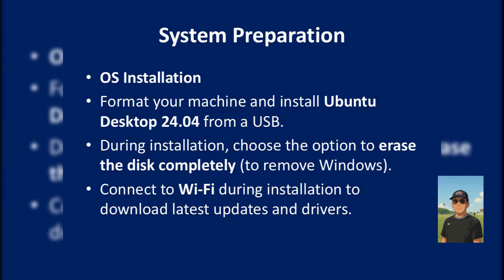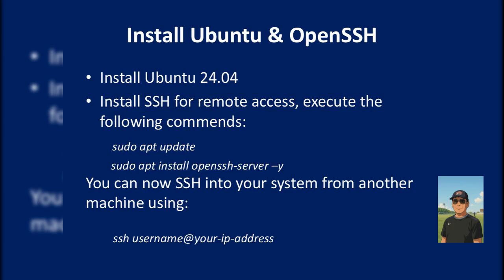To prepare your system, install Ubuntu Desktop 24.04 from a USB, erase the disk completely to remove Windows, and connect to Wi-Fi during installation for updates and drivers. Next, install Ubuntu 24.04 and set up SSH for remote access. Execute the commands to update and install OpenSSH, allowing you to SSH into your system from another machine.